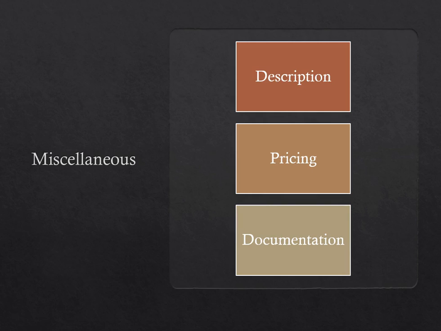Now, one of the things that's important to know is that when claims are submitted for a miscellaneous service, those claims are actually manually reviewed by the specific payer. And when they manually review those claims, they're looking for a complete description of the product or service. They're also looking for pricing information for that product or service and documentation to explain why the beneficiary, aka the patient, actually needs that item or service.